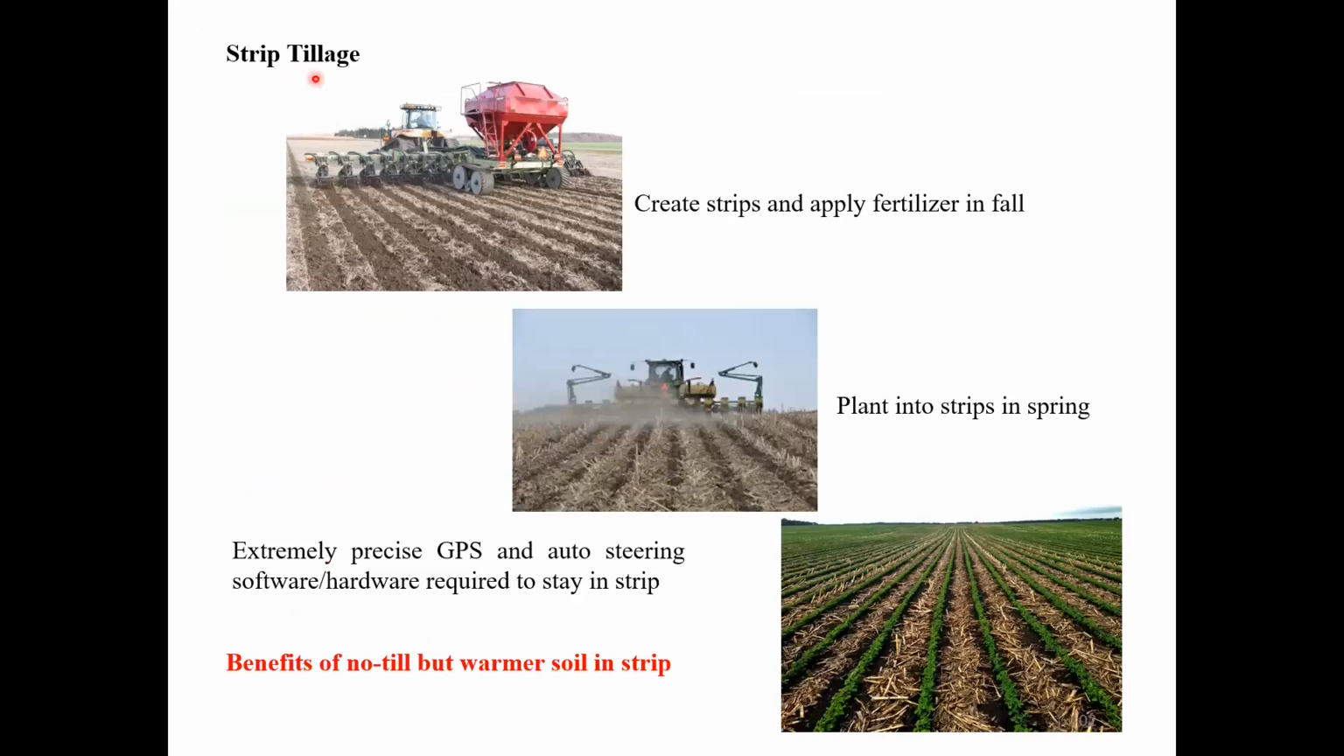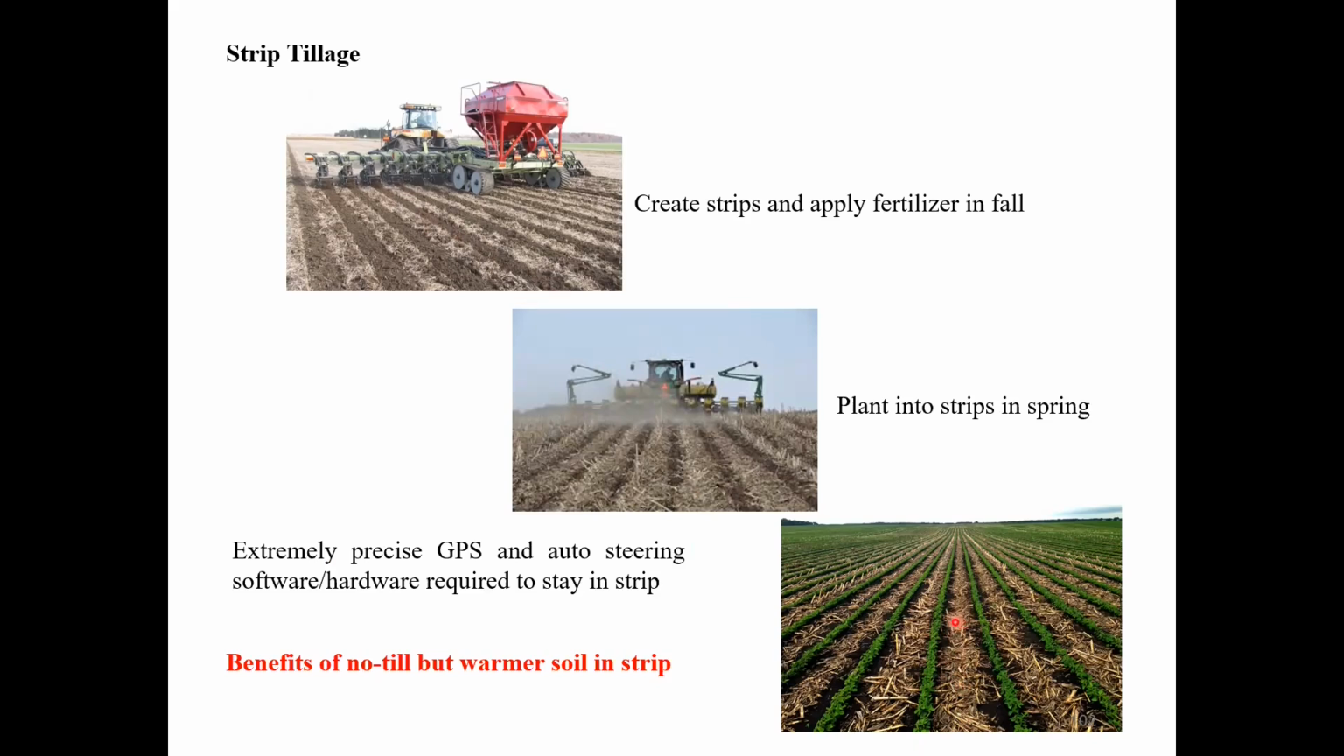If we use the strip tillage, we get almost all the benefits of no-till, but we get a warmer soil that we can plant in. So this strip that was exposed in the fall and fertilizer was put in, the sun is going to shine on that, and this soil in this strip at planting is going to be warmer than the soil underneath the residue cover here.